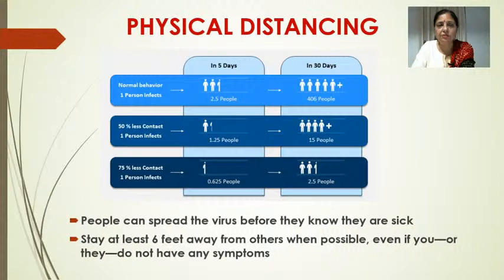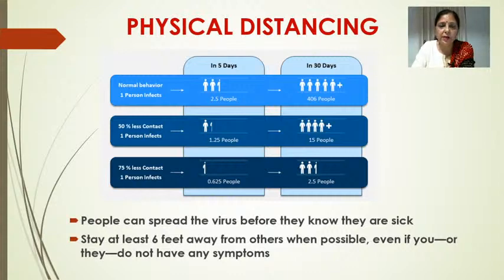We can see that with normal behavior, one person infects 2.5 people in 5 days, and 406 people in 30 days. But with 50% less contact, only 1.25 people will be infected, and in 30 days it will be 15. And if we have 75% less contact, only 0.6 people, only half of that number, can be infected, and only 2.5 people will be infected in the 30 days. So physical distancing can help to curtail the spread of the infection.